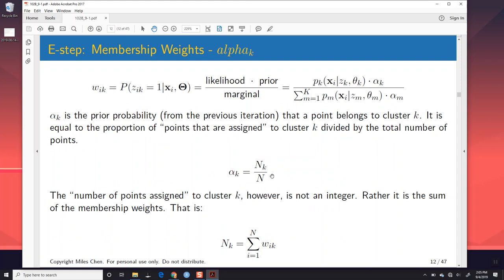In the previous example, was your N_k 8 or 80%? N_k is the sum of all the weights. So if I have 10 weights that are 0.8, then my N_k would be 8. Each weight might be 80%, and if I have 10 of these, the sum would be 8. N is just the total number of points. So if I have a total of 10 points, then 8 divided by 10 would be 0.8. That's not the greatest example because I'm using the same number over and over. You add up the weights to get how many points belong to cluster k, then divide by the total number of points for the proportion that belong to cluster k.